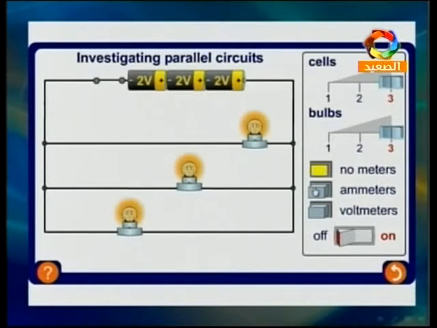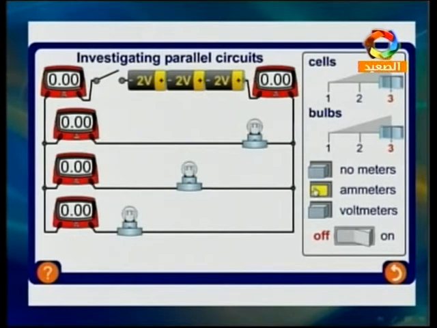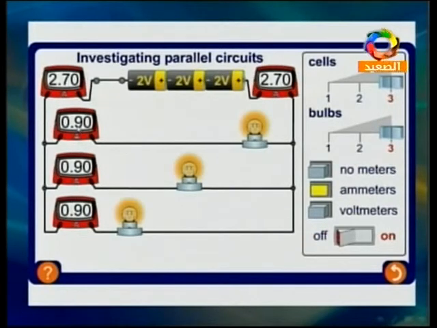And here we have the ammeter. If I put the meter here like this, we have many readings. Here we have 2.7, the total. This is the distribution of each part of this 2.7. We have 0.9 in the first lamp, 0.9 in the second one, and 0.9 in the third lamp.